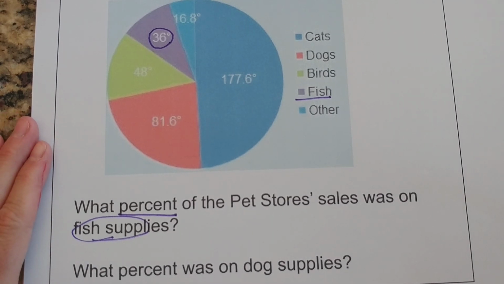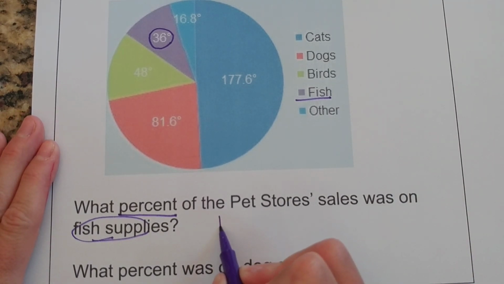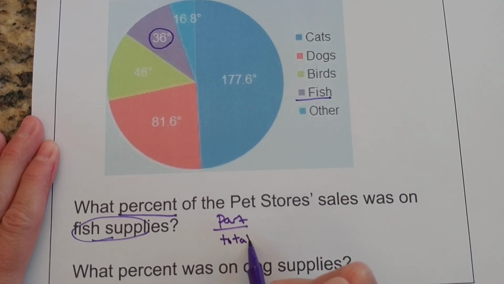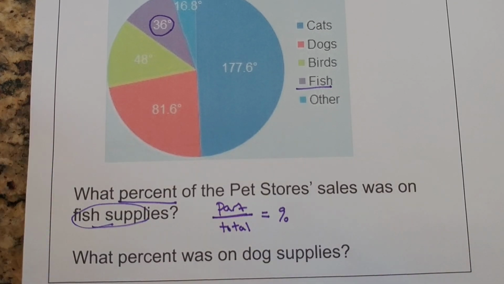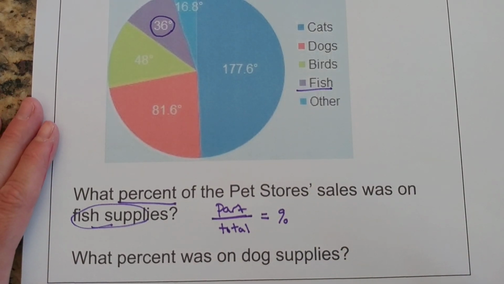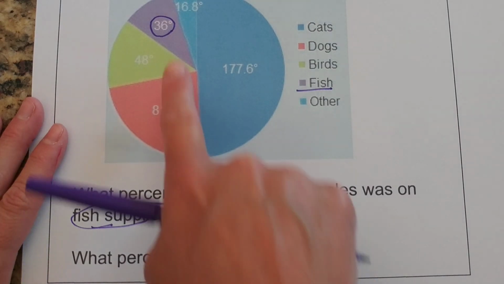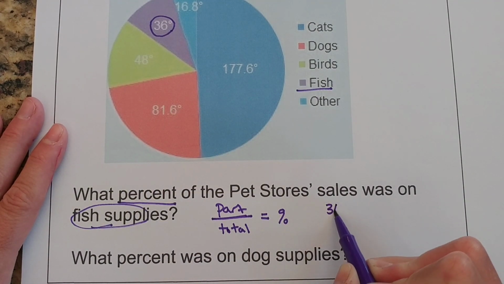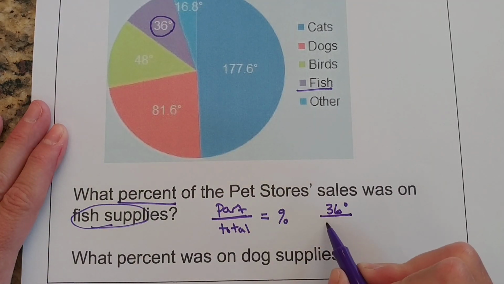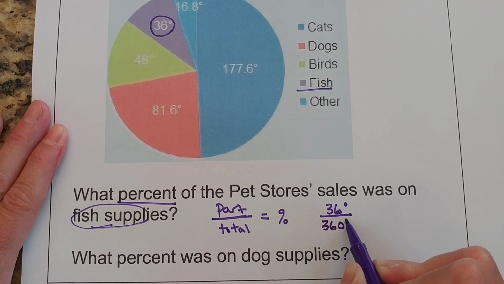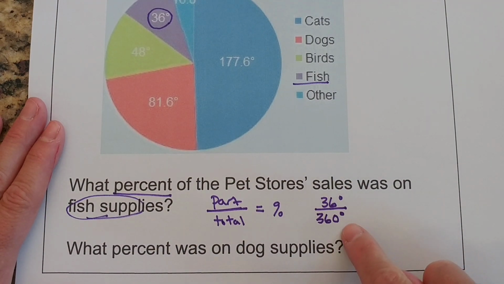Now remember, we know how to figure out percent. Percent is part out of total. And if we start with a fraction, part over total, we can easily divide and change that to a percentage. Do we know the part of the sales that was fish supplies? Yes, 36 degrees. Do we know the total? Yes, the total in a circle is 360 degrees. So here would be our part out of total.